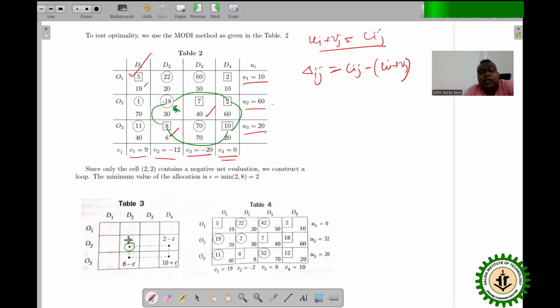So what will be the value of epsilon? I already mentioned, choose the minus epsilon terms. So you are getting 2 and 8. So epsilon will be the minimum of 2 and 8, which is 2. All other allocations will remain as they are. Only these 4 cells will give you a new allocation. So what are you getting here? The allocation will be in this way.